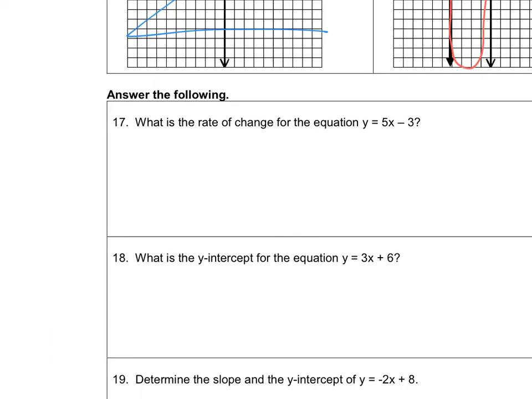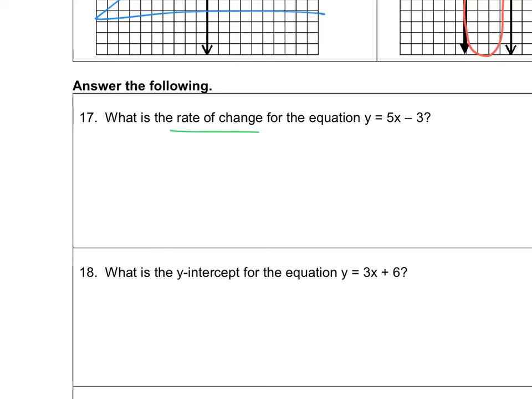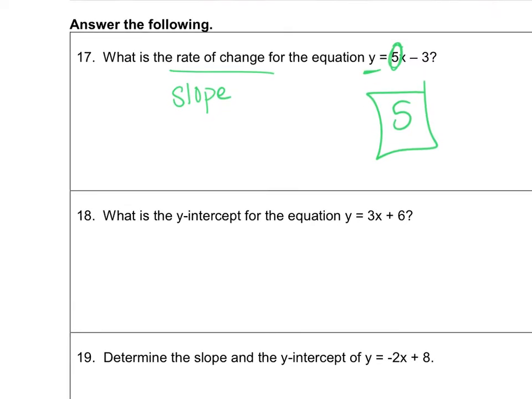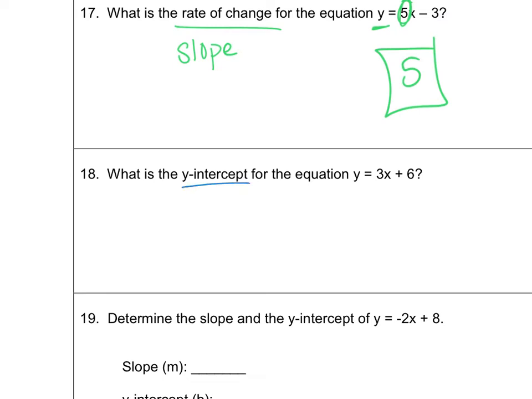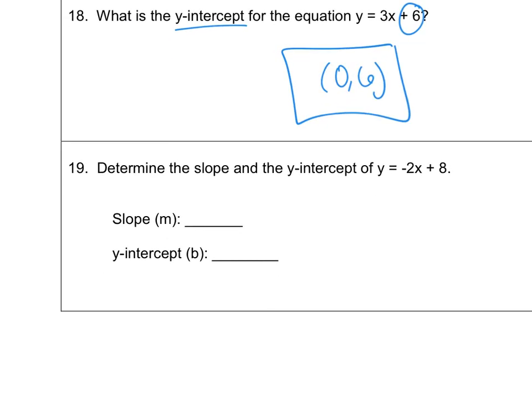Problem 17, the rate of change for the following equation. Rate of change is the same thing as slope. Slope, when we have y by itself, is whatever number is multiplied with x, so 5 would be my answer. 18 asks for the y-intercept. Y-intercept is the number that follows after the x, so my y-intercept as a point, because they did ask for y-intercept, would be (0, 6).